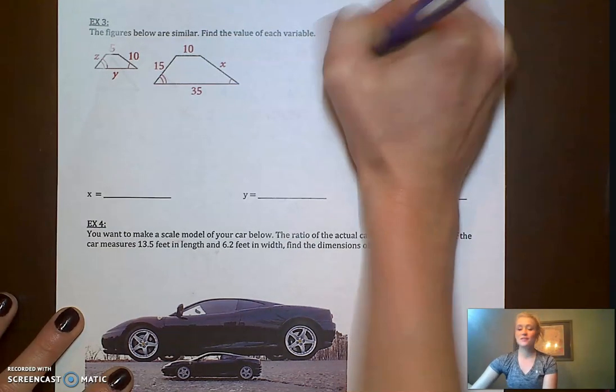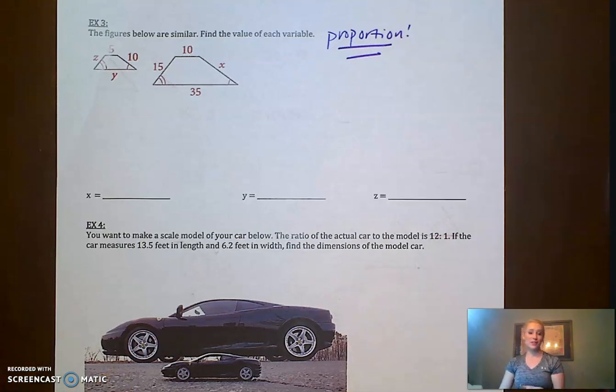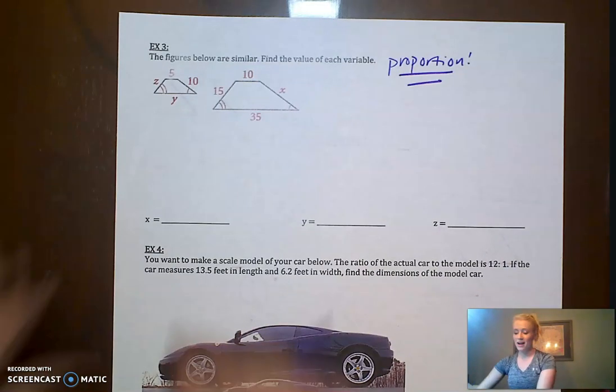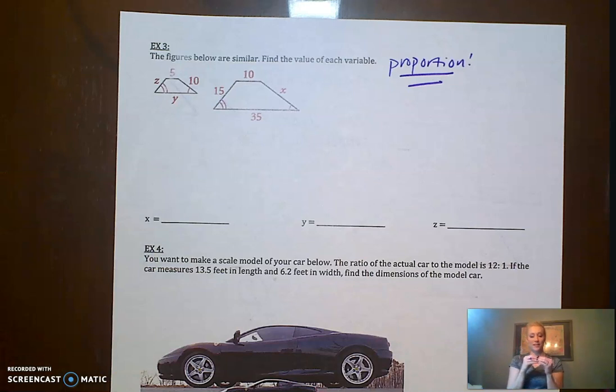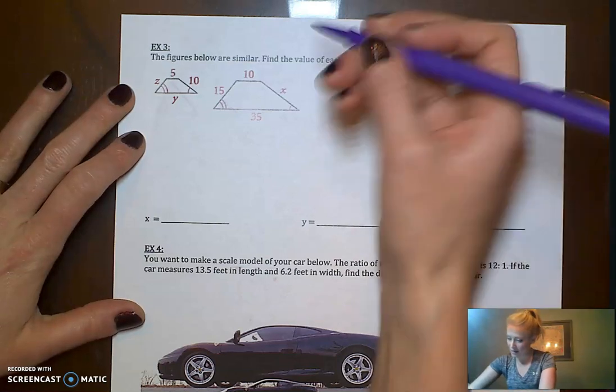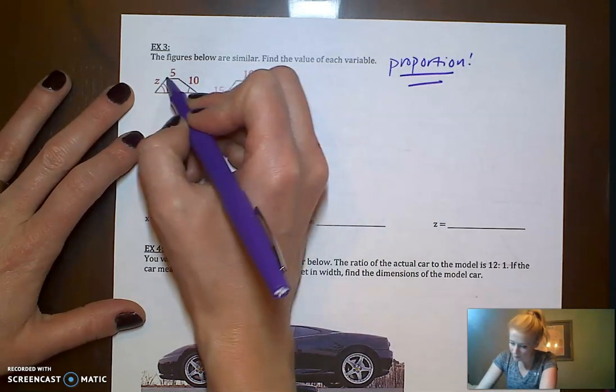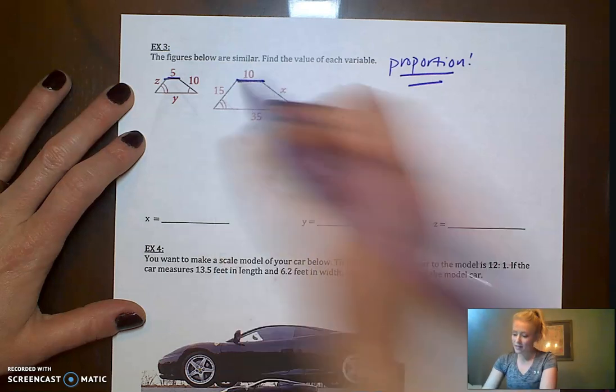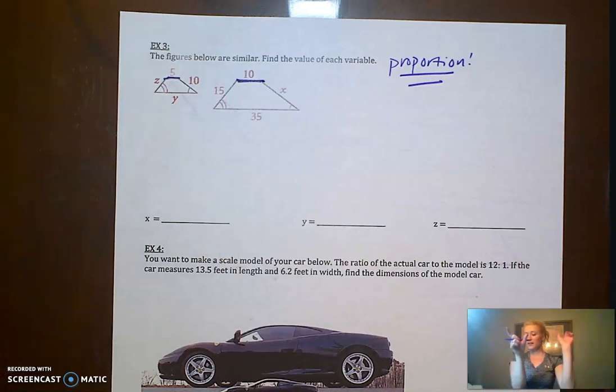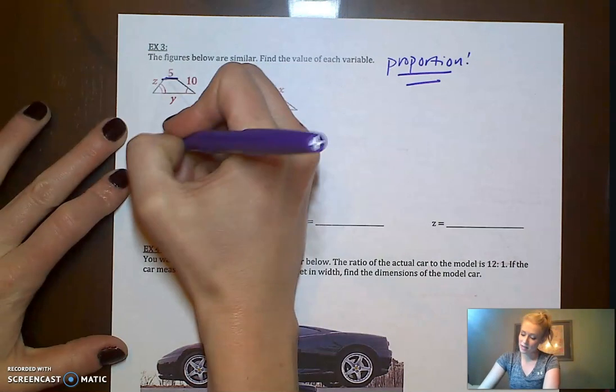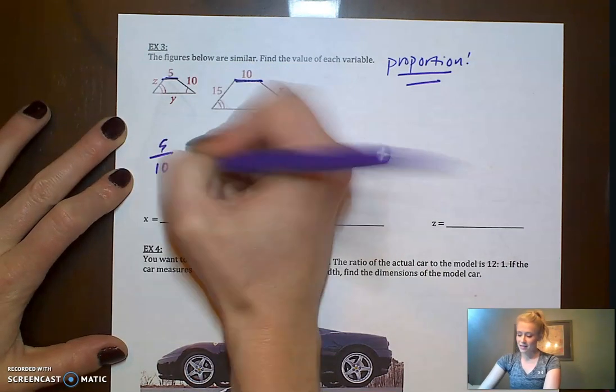There are honestly so many ways to set these up. I'm just going to show you what I do. I look for a pair of corresponding sides where I'm given both of the numbers. So what do I notice? I notice that the top, I don't know why that was so hard for me to see, I've got 5 on the little one, 10 on the big one. So I'm going to take those two sides, make a ratio out of it.